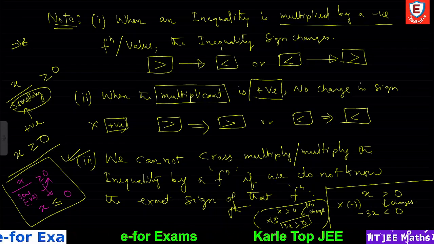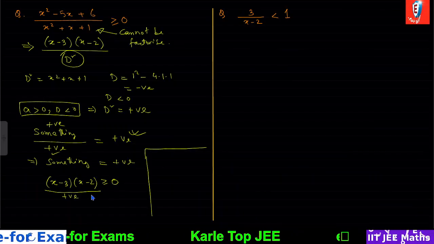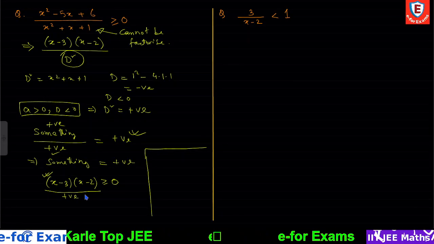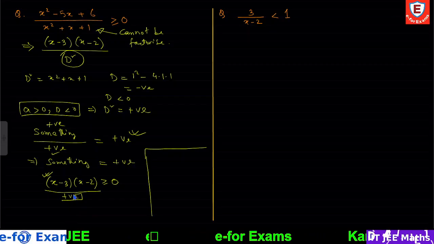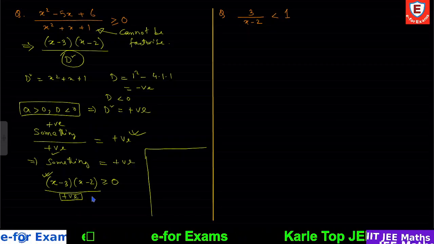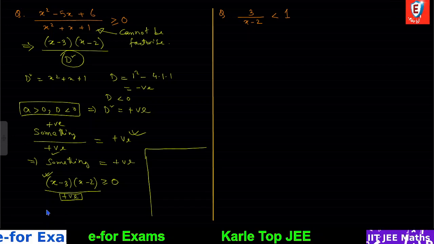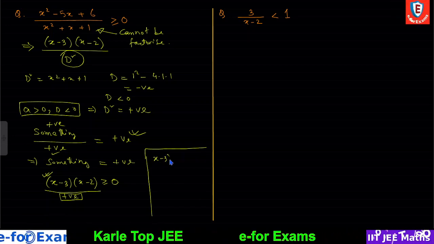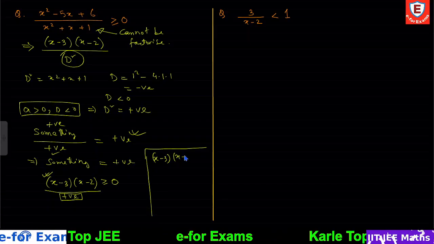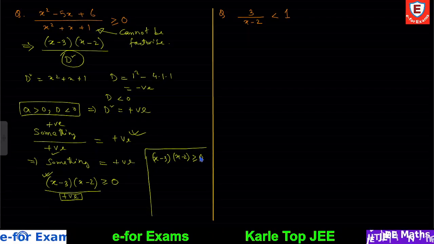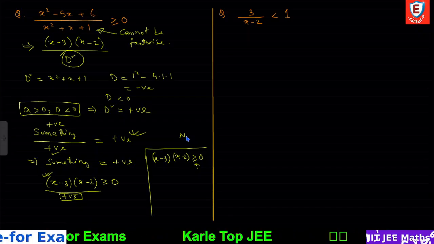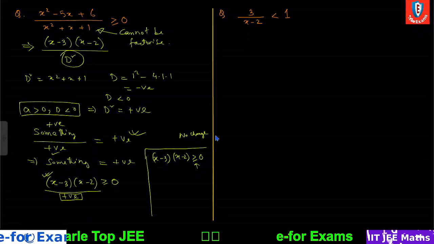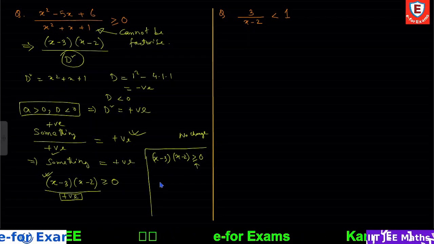Okay, so now continue with this question. Here the numerator is this, the denominator is positive, so we can cross multiply, right? When we cross multiply, it will become x minus 3 into x minus 2 greater than or equal to 0. No change in sign.